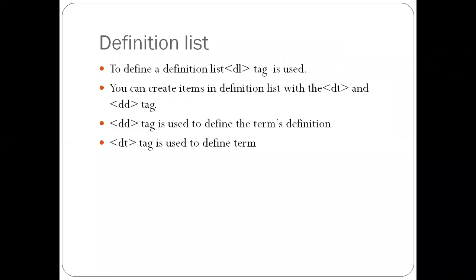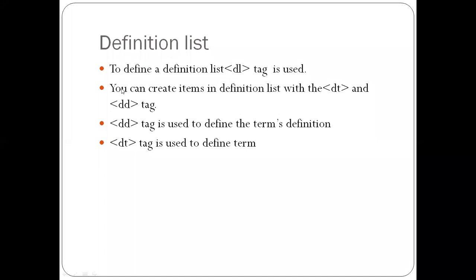Next, the third and last type of list is definition list. Now what do you mean by definition list? If you want to define a term, you want to highlight that term and then write a definition, you can make use of the definition list. As the ordered list is with OL tag, unordered list UL tag, so definition list is DL tag. D stands for definition list. To define the definition list, DL tag is used.